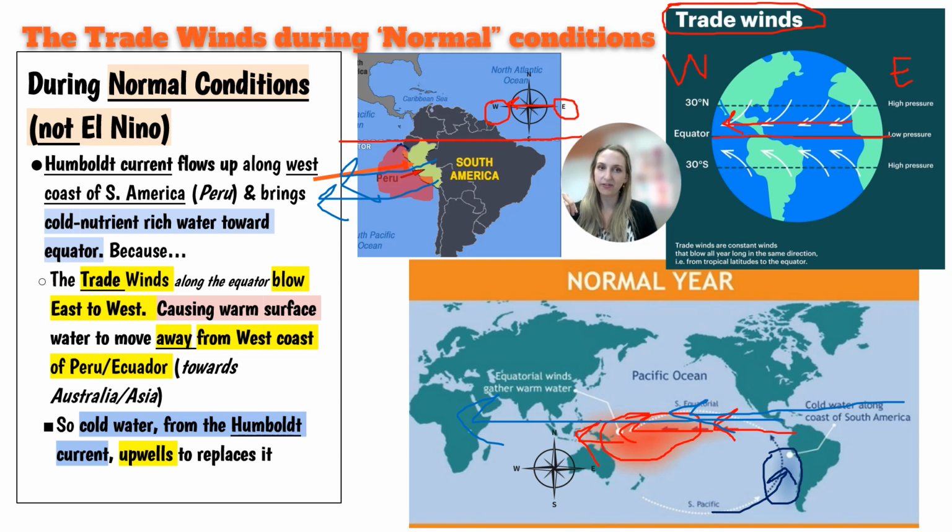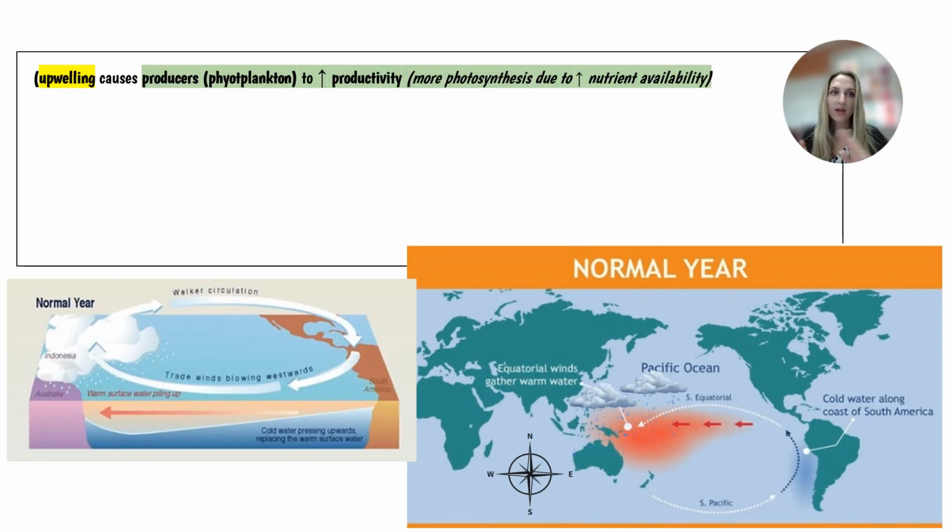Okay, we'll talk about the effects in these different countries, on both sides of the equatorial Pacific. So we just left with there's going to be upwelling from the Humboldt current. We're going to have more producers, mainly phytoplankton. That should always be what we're thinking about as our go-to producer for the open ocean. It's going to have more productivity, again, the rate of photosynthesis. Photosynthesis is going to be happening faster due to more nutrient availability.